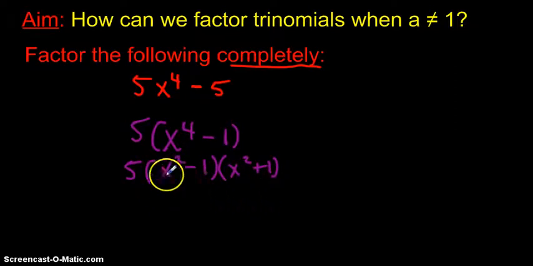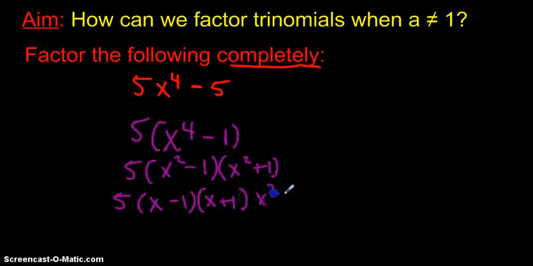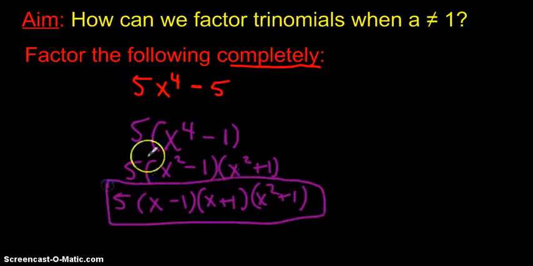Looking at this, this can still be factored. This is also a difference of squares. X squared minus 1 also can be factored. So we'll factor that as well. So that's x minus 1, x plus 1, and we have x squared plus 1. Now, 5 can't be factored. X minus 1 can't be factored. X plus 1 can't be factored. And as we discussed in a prior video, the sum of squares cannot be factored. So this has been factored completely. Alright. So that's where we would stop. Again, you look for GCFs more often when your value of a is not equal to 1.